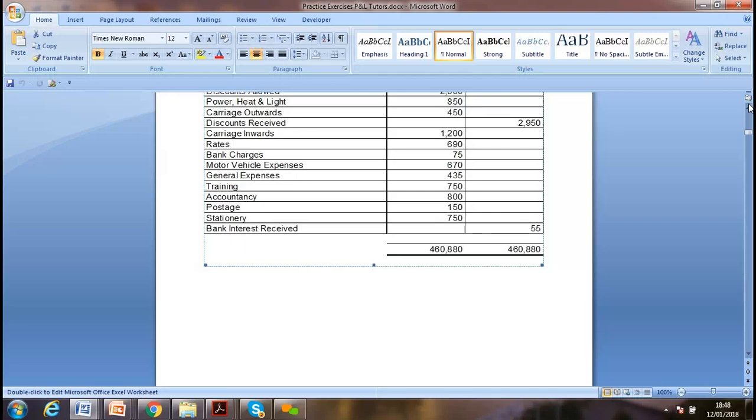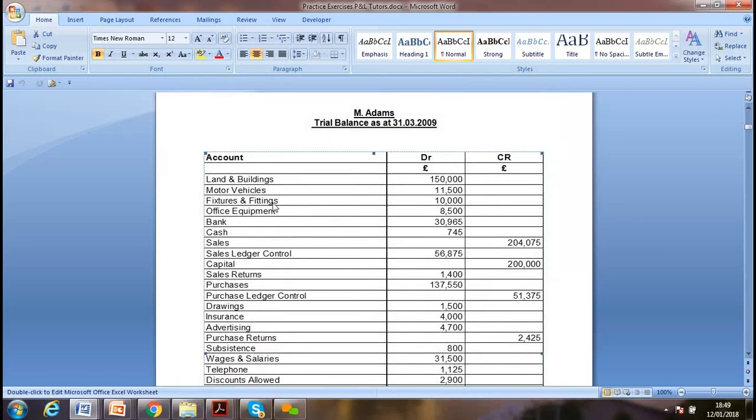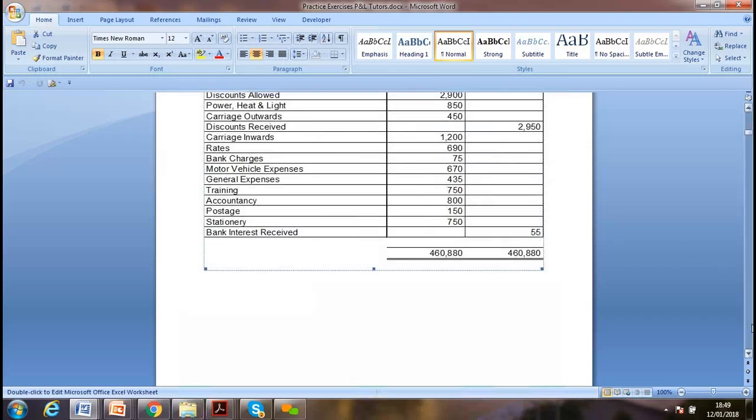So for assignment purposes, you just need to pick any question and write about the trial balance, and you can add any examples as a screen print within your assignment.